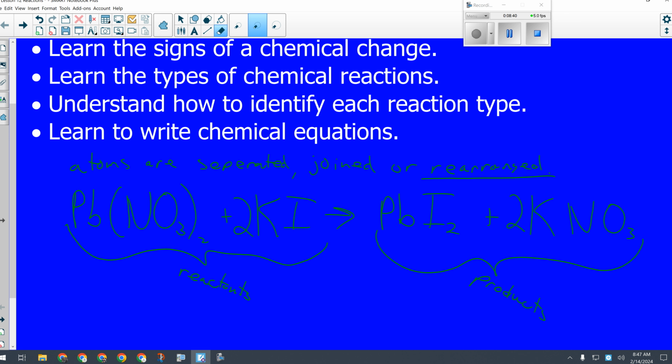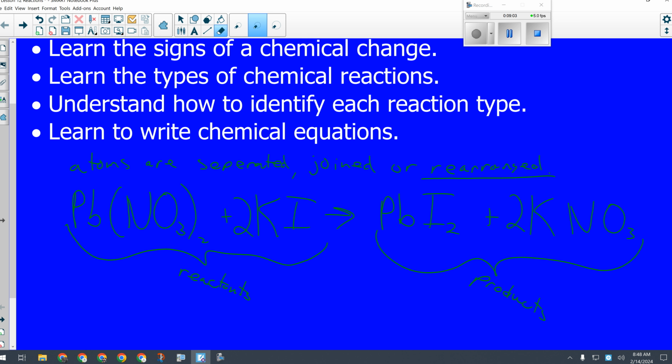Okay? Now everything is balanced. I have 1 lead and 1 lead. I have 2 nitrates and 2 nitrates. I have 2 potassium, 2 iodine, and 2 iodine. Now everything works. Now I've balanced the reaction. That's what we're going to be working towards today.